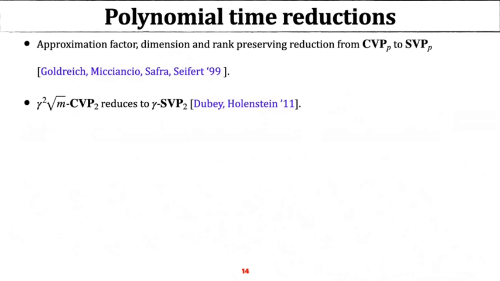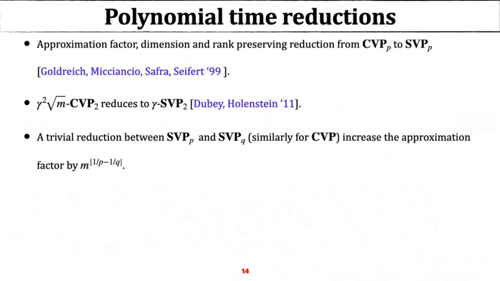Now let's talk about the reduction between CVP in different Lp norms and SVP in different Lp norms. So a trivial reduction between SVPp and SVPq increases the approximation factor by m to the power 1/p minus 1/q. Here this approximation factor comes trivially by the relation between the Lp norms. And a similar reduction we can also show for CVP.